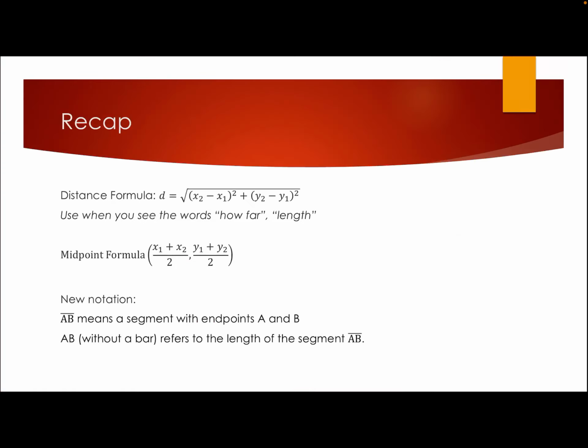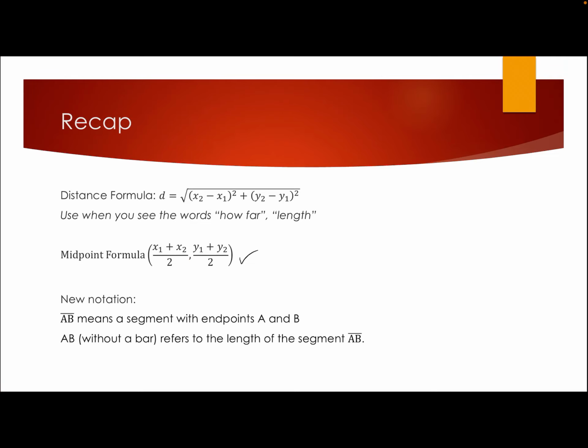All right, so that's going to conclude our video on distance and midpoint. A recap is the distance formula is x2 minus x1 squared plus y2 minus y1 squared under the square root. When you see the words how far or length and you have coordinates, that's a good indicator that you need to use the distance formula.